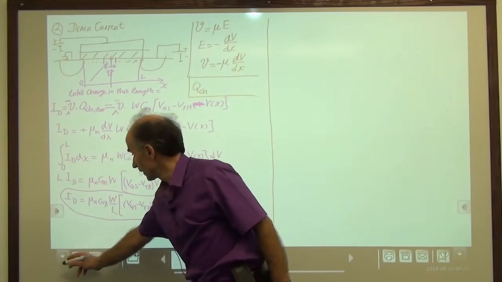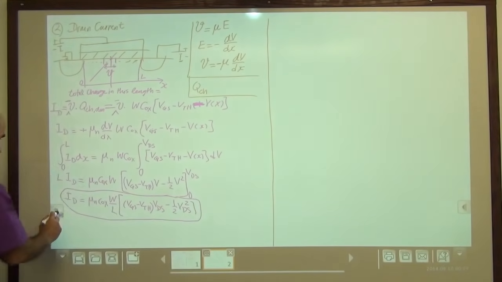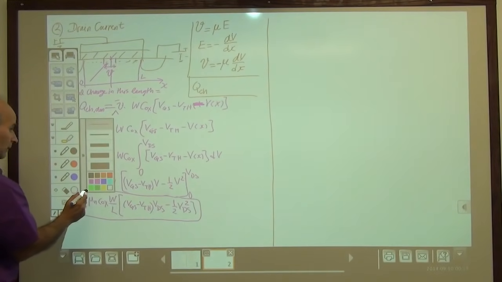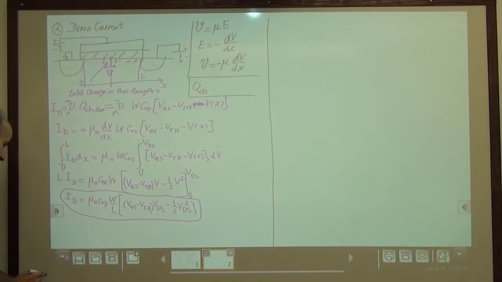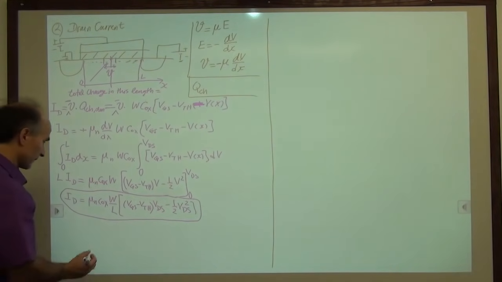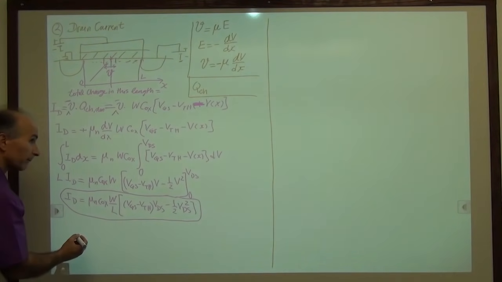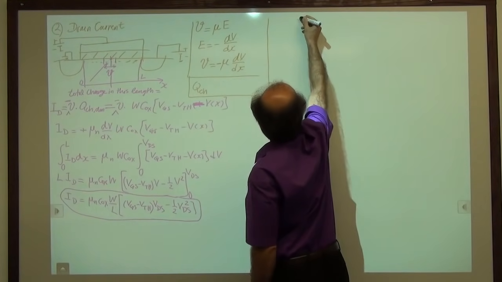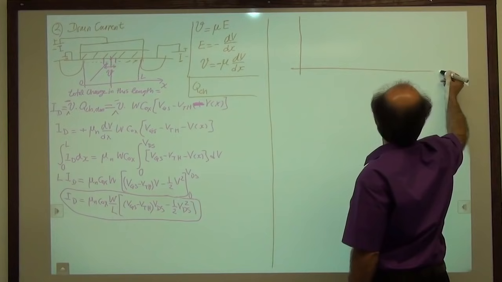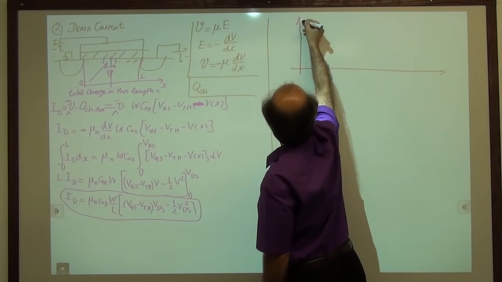All right, so let me change the color of my pen again to maybe red, and let's try to plot this. Okay, so I actually plotted here because I need more space. So here's ID.